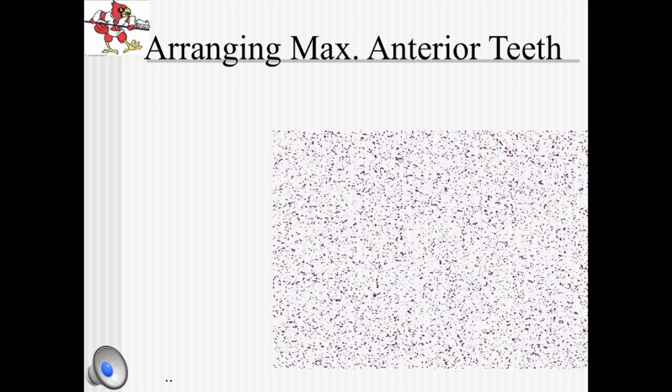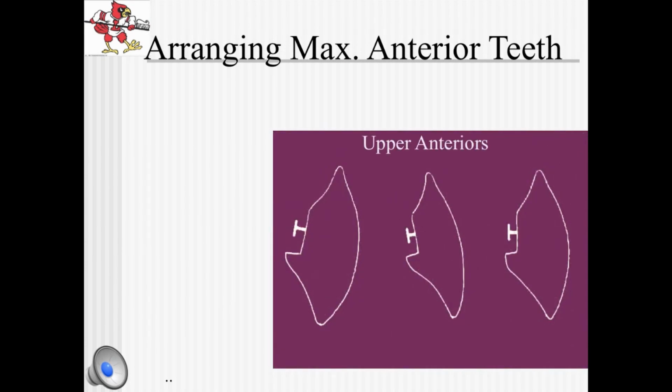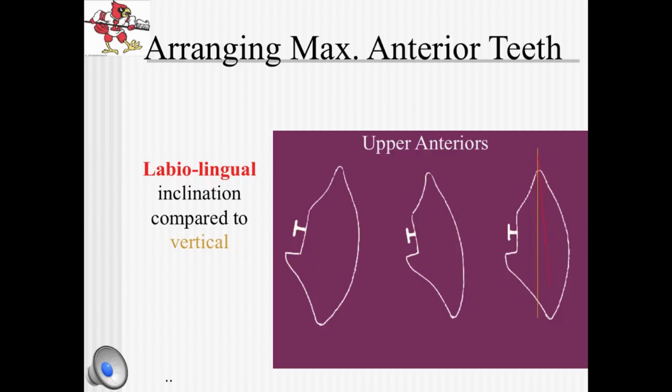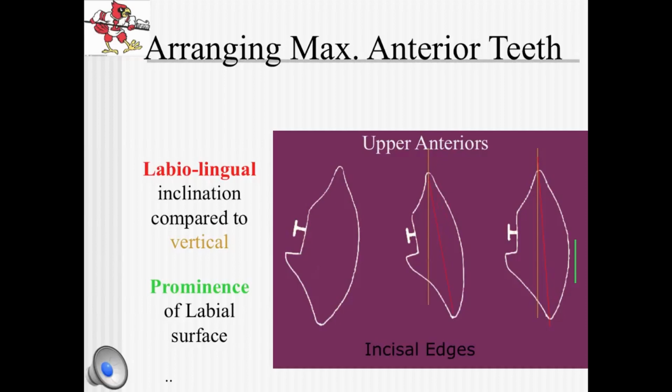At the same time that we're arranging the anterior teeth and giving consideration to the inclination of the teeth in a mesial-distal direction, we must also consider the labiolingual inclination compared to the vertical. The central incisor has a slight labial inclination to the vertical. When placed correctly, the tooth has a middle prominence when you view it from the side. The lateral incisor has the greatest labial inclination of the 6 teeth. When viewed from the side, it is prominent in the incisal 1/3.